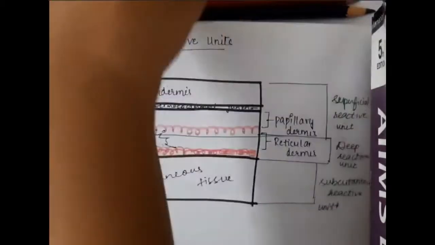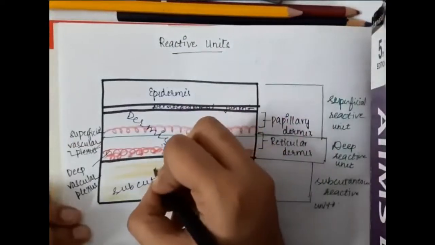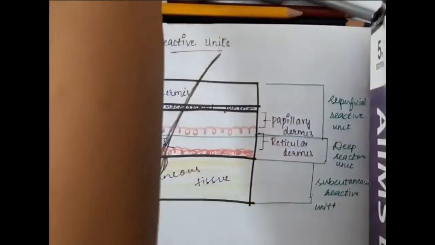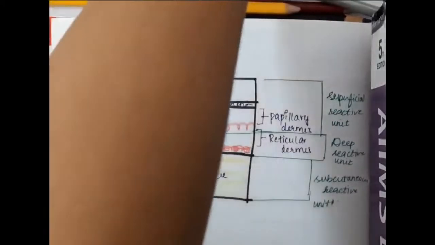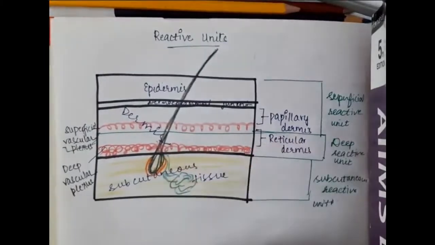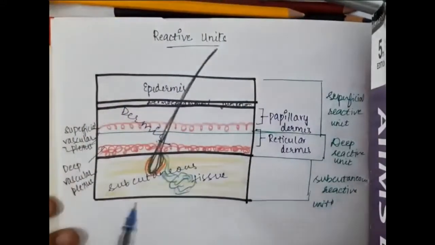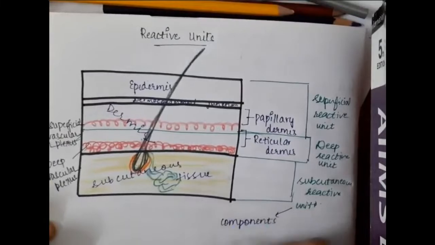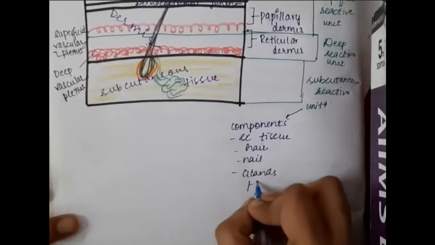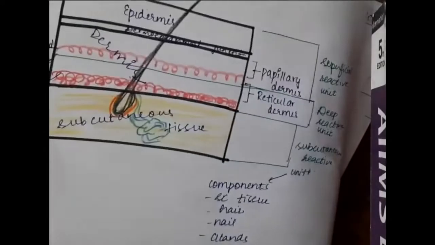Now, if you see, this is the subcutaneous tissue with the subcutaneous reactive unit. In this we also have hair tissue, which arises from the subcutaneous tissue, and there is also a sweat gland associated with the hair, which opens into the hair, also seen in the skin. The components of the subcutaneous reactive unit include hair, subcutaneous tissue, nails, and glands like sebaceous glands and sweat glands. So this is about the reactive units.